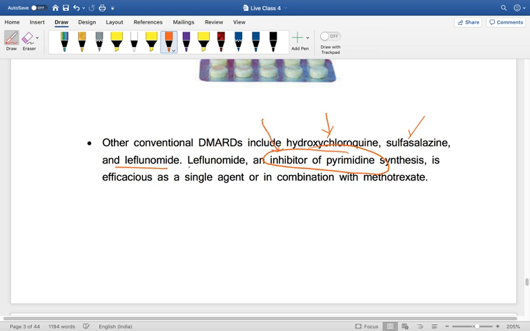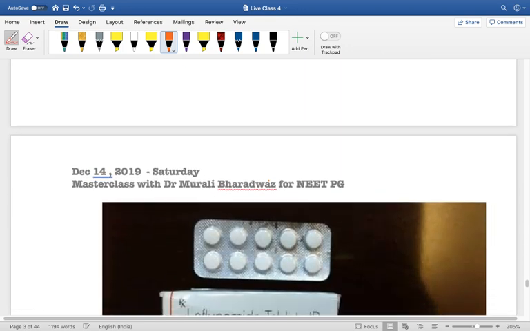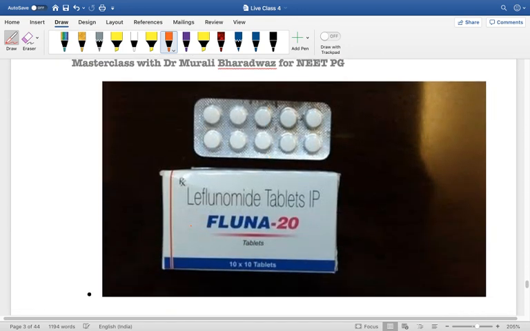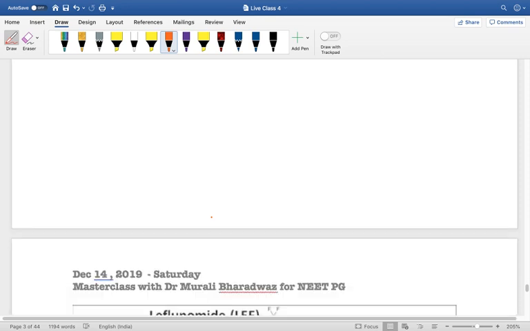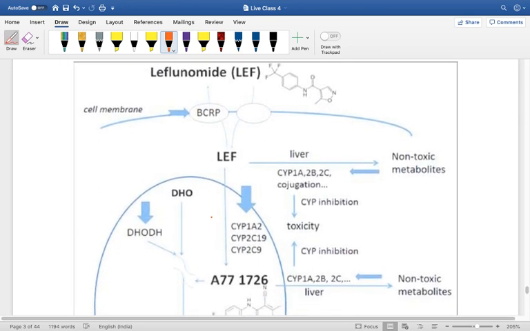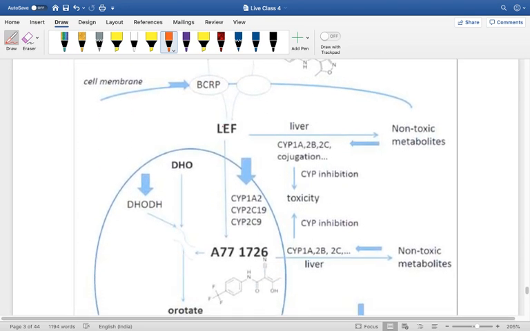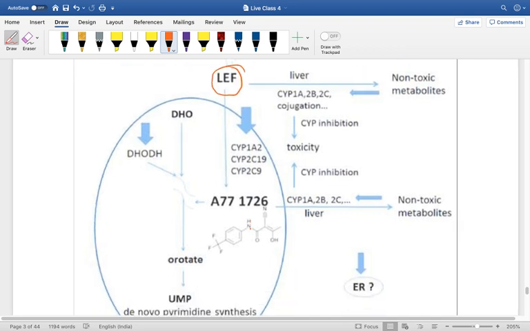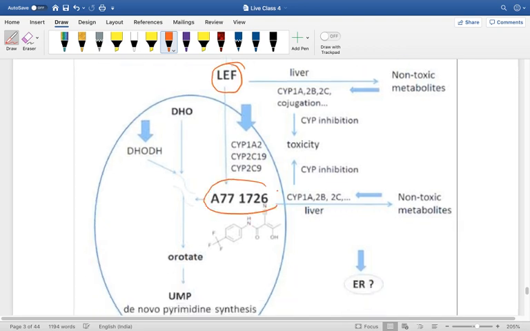Leflunomide is an inhibitor of pyrimidine synthesis and it can even be used as a single agent or in combination with methotrexate. अच्छा, leflunomide का डिब्बा को भी एक बार देखो डॉक्टर. ये leflunomide डिब्बा है, टैबलेट डिब्बा. Now this is what examiner is going to ask you. Leflunomide, once it enters, it become a metabolite A771726.